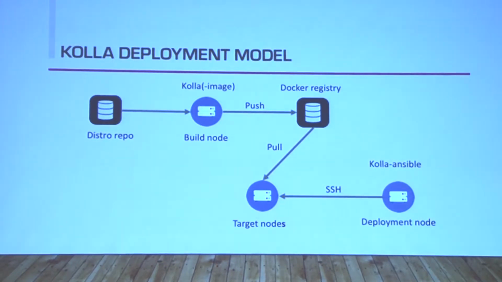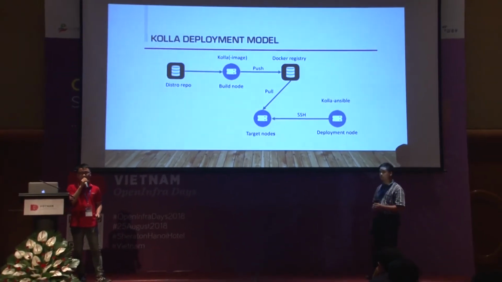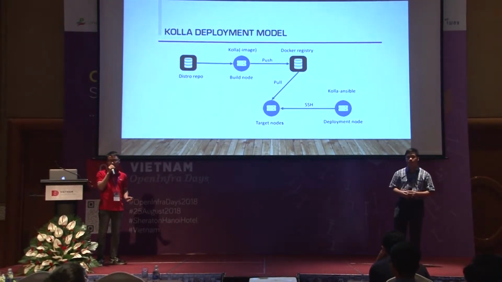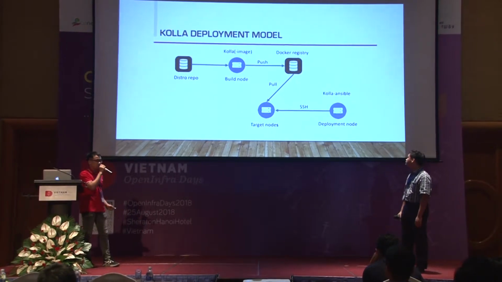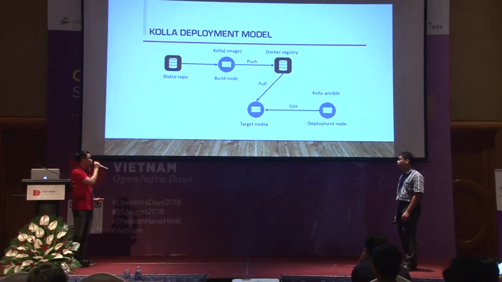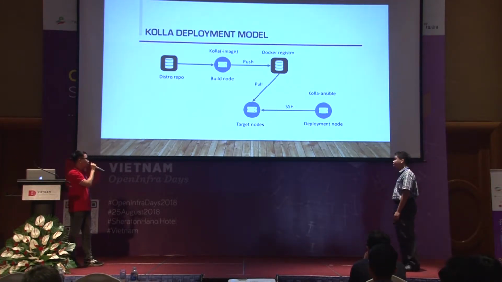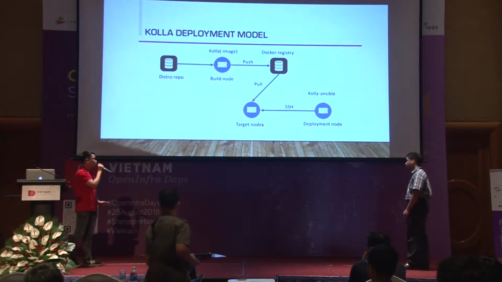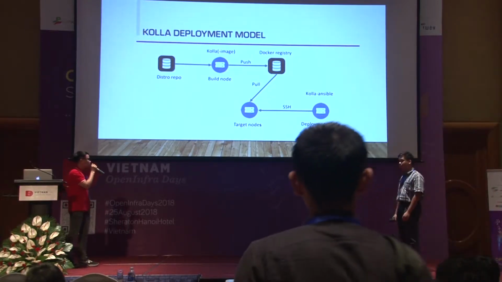After the Kolla build command, we should put the images into a local registry to reduce bandwidth when the target nodes pull their images from the registry. Another reason to use a Docker registry as the local registry is that we can control exactly which images we use to deploy OpenStack. The target nodes are the nodes we use to run OpenStack services, and the deployment node is the node we use to run Kolla Ansible to deploy OpenStack to the target nodes through an SSH connection.